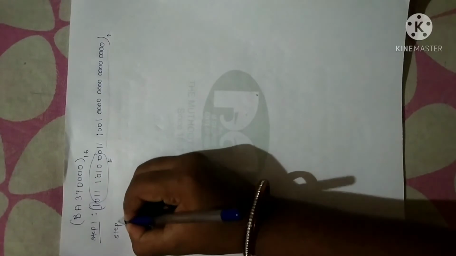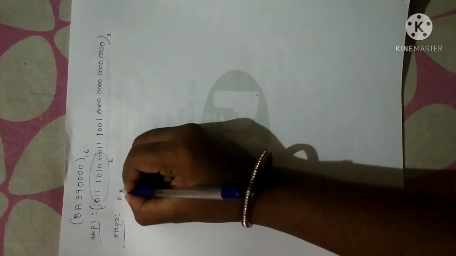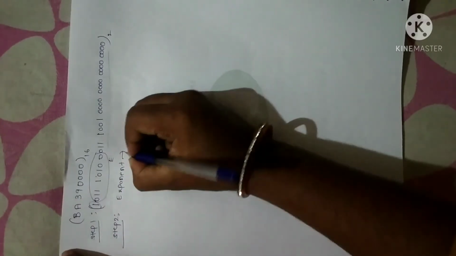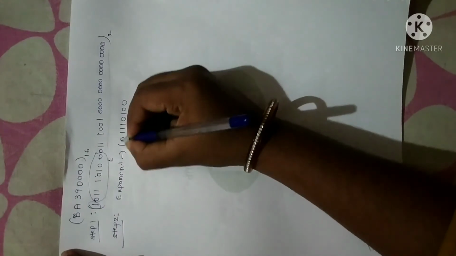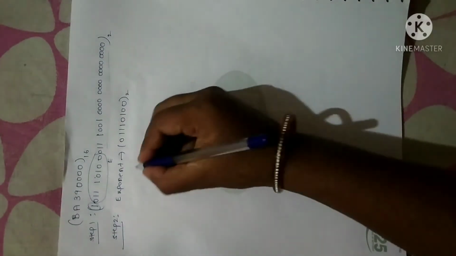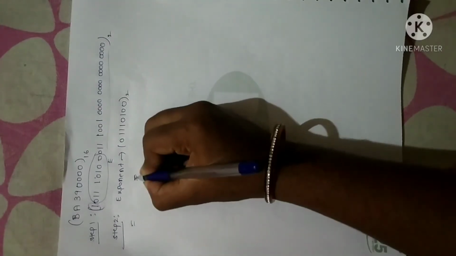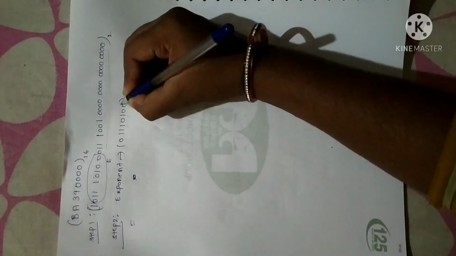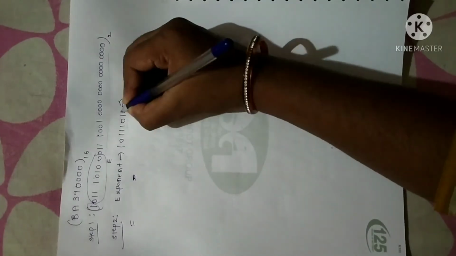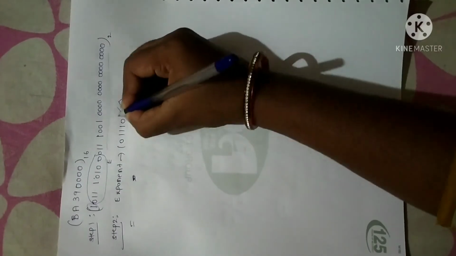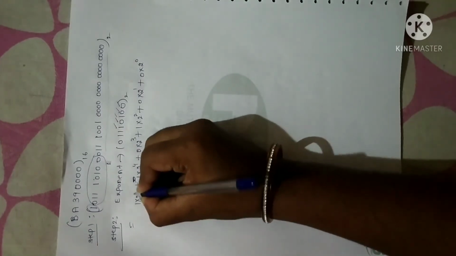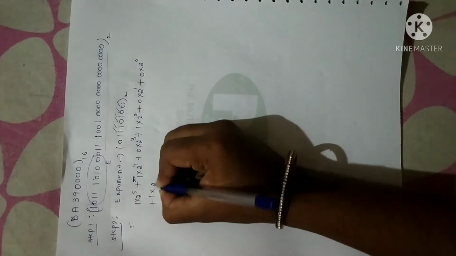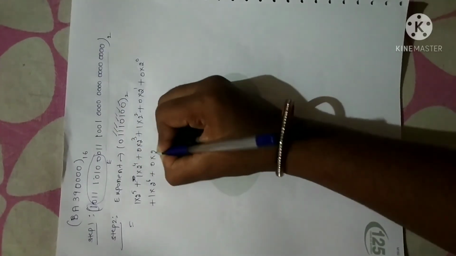Now step 2, let me calculate. Let me write the exponent value. The exponent is what we have: 0, 111, 0, 1, 00, 8 bits, which is in binary. We have to convert it into its equivalent decimal number. So 0 into 2 power of 0 plus 0 into 2 power of 1 plus 1 into 2 power of 2 plus 0 into 2 power of 3 plus 1 into 2 power of 4 plus 1 into 2 power of 5 plus 1 into 2 power of 6 plus 0 into 2 power of 7.